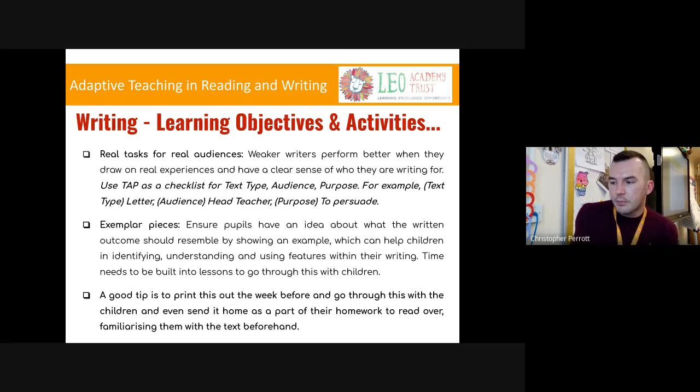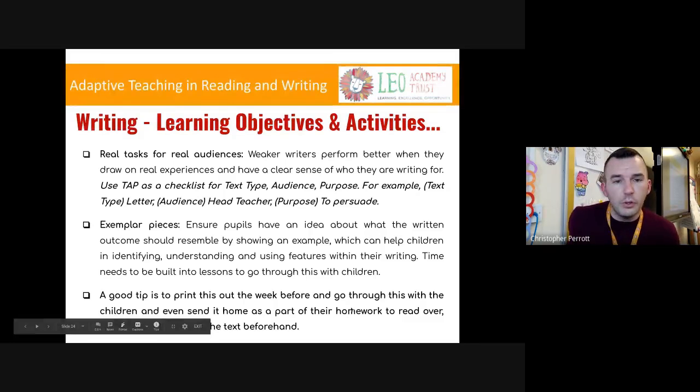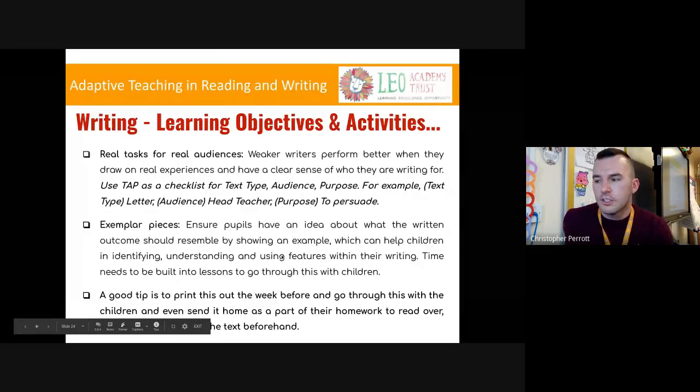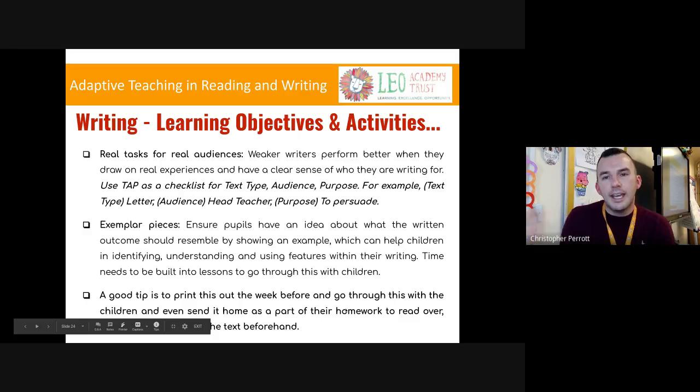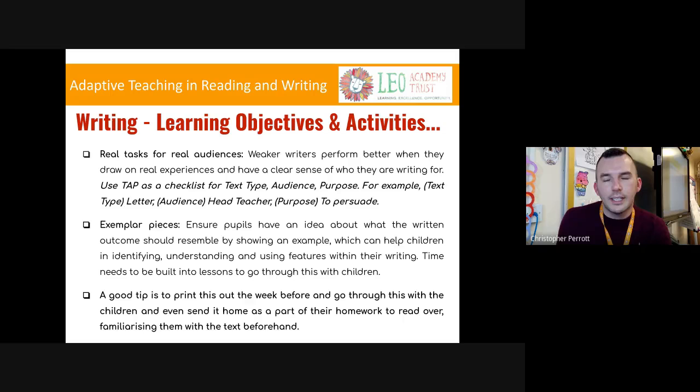A good tip is to print this out the week before. So again, any modelled pieces you're doing with the children, print it out and go through them in the week in advance, because then again, you're kind of pre-empting and pre-teaching what is coming up in the following week as well. And you can do that on the Friday afternoons, just grabbing them. Sometimes I even give these to parents and say, look, this is what we're doing next week. If you get a chance to read it through with the children, just so they are going into that week with that prior knowledge and confidence as well.